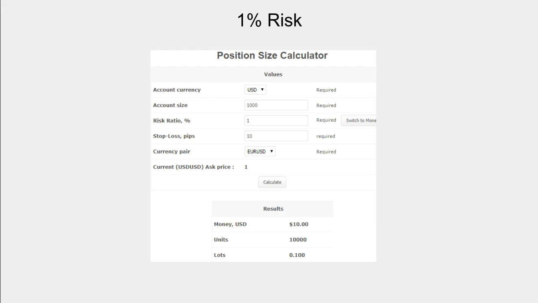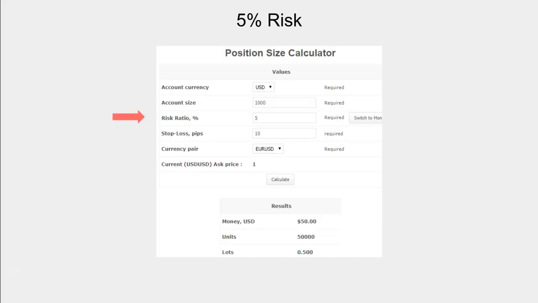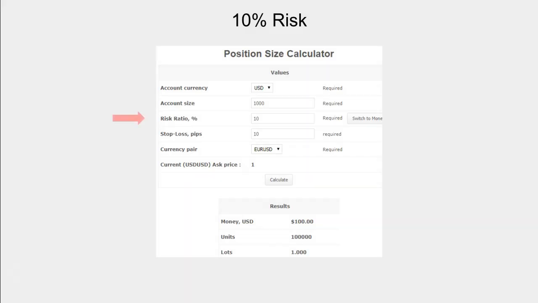All the examples will be for EUR/USD with a $1,000 account size. For the first example, the risk will be 1% and the lot size is 0.1. In the second example, the risk is now 5% and the lot size has changed to 0.5. Lastly, we're risking 10% in this example. The lot size has now become 1 lot.